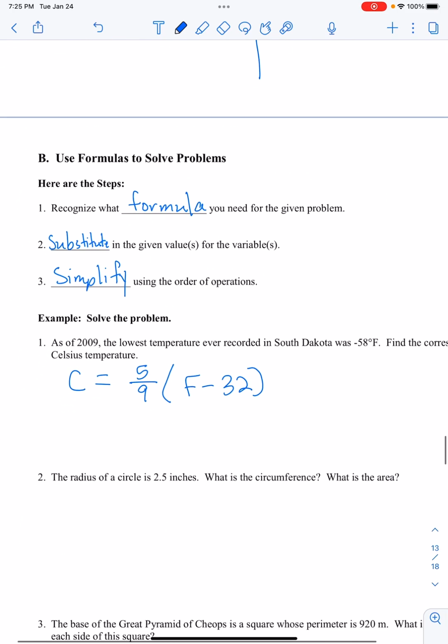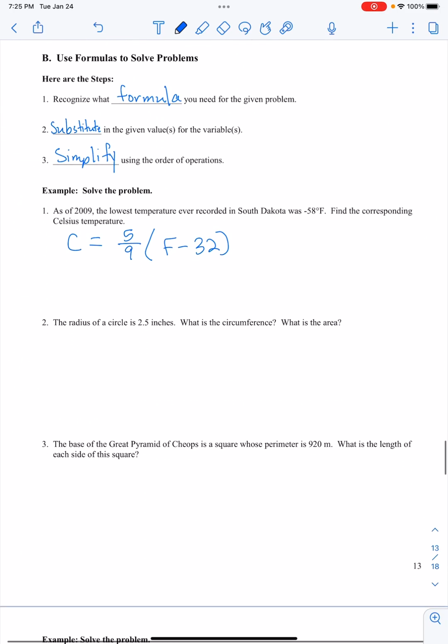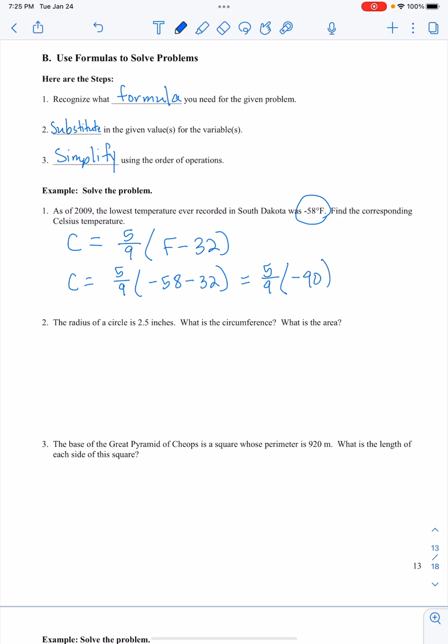So now to do the problem, we know that F is negative 58 degrees. So we're going to plug that into the variable F. We're going to get C equals 5/9, parentheses, negative 58 minus 32. And now we're going to follow order of operations. So we're going to work inside the parentheses first. So the 5/9 stays in front. Negative 58 minus 32 are carrying the same sign, so we add and keep the sign. So we get negative 90.